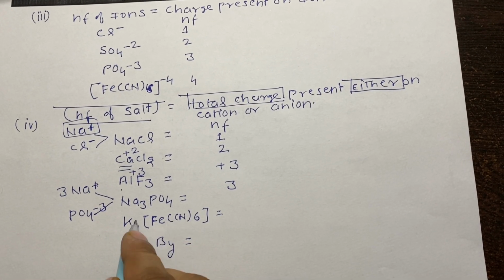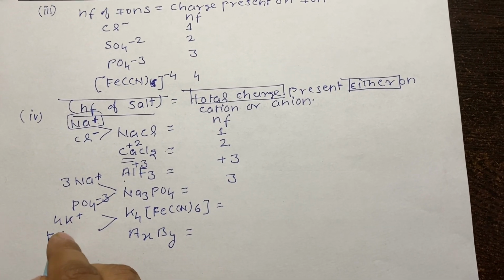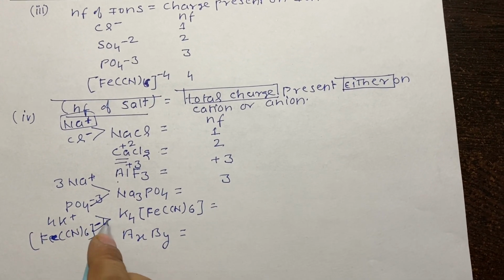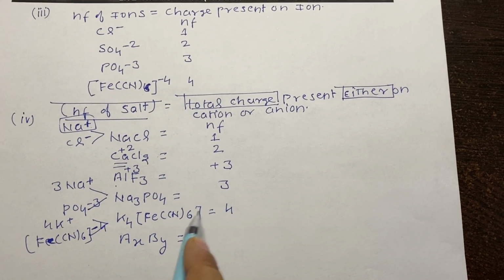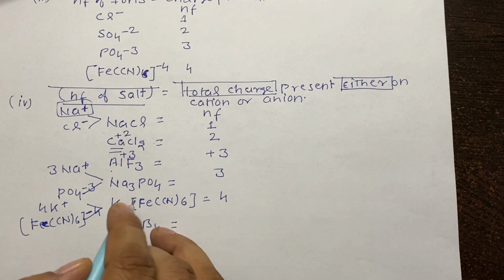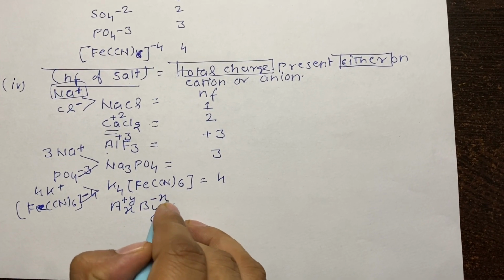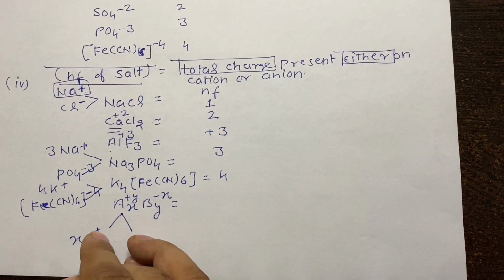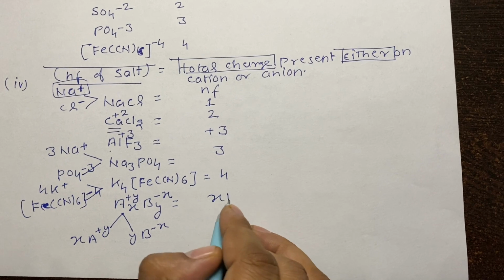Now K4[Fe(CN)6], definitely this will give 4K plus and Fe(CN)6 minus 4. So the n factor will be 4 because the total charge present either on cation or anion will be 4. So the n factor will be 4. So let's take a salt which is of formula AxBy. The charge present on A will be plus y while B will be minus x. So this will give xA plus y and yB minus x. So the total charge present will be xy.